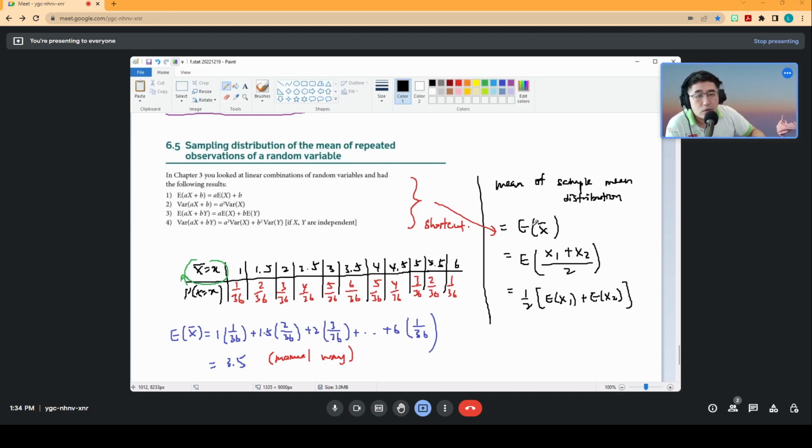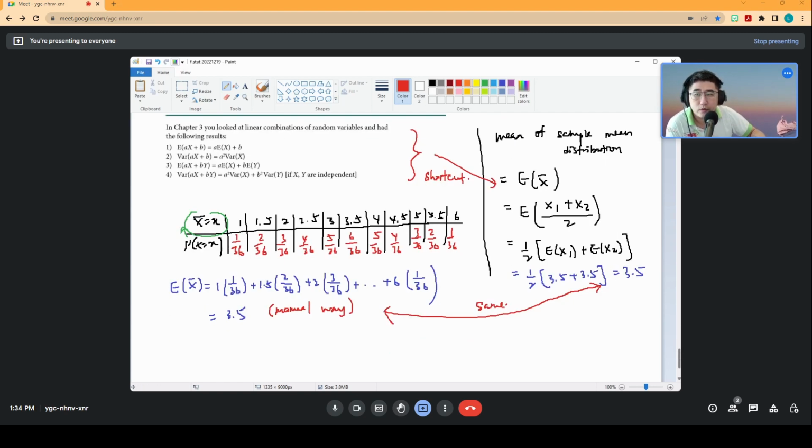So this x1, if you remember, is your fair dice, and we know that the expected value of a fair dice is 3.5. So 1 over 2 of 3.5 and 3.5. The answer is 3.5. You see, the answer is the same, no different. That means you can actually use some sort of calculation here that helps us get the answer done.